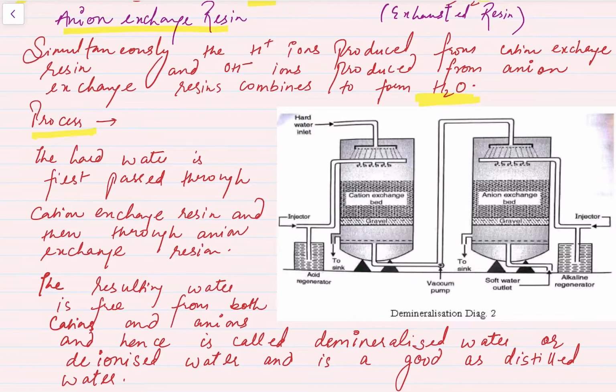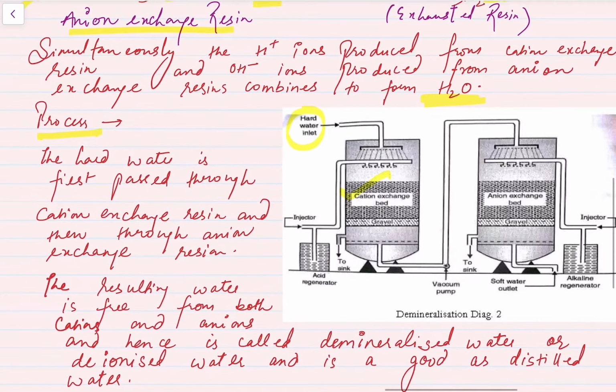Hard water is first passed through the cation exchange reagent, right? So you can see this is the hard water inlet. It is passed through the cation exchange bed, and the cations are exchanged here, right? The hard water which contains calcium and magnesium ions, they are exchanged in the cation exchange bed. Then it is passed through the anion exchange bed, right?